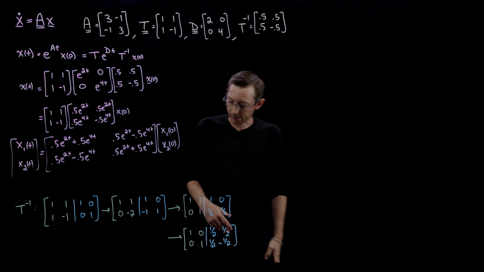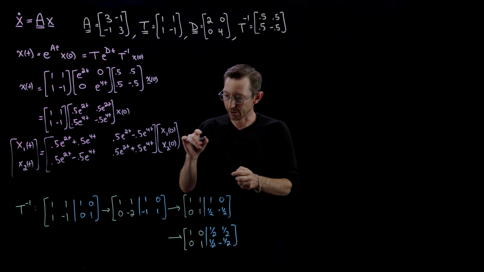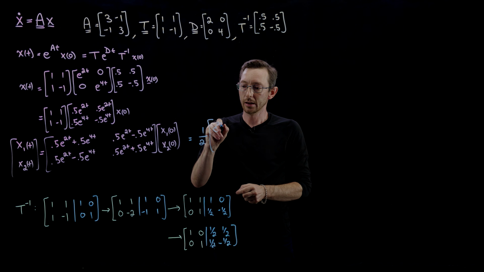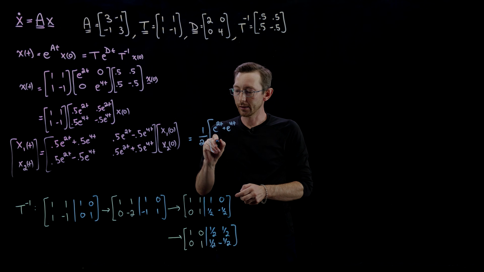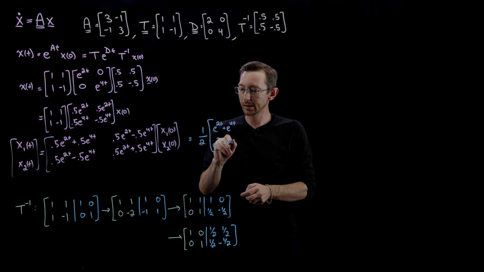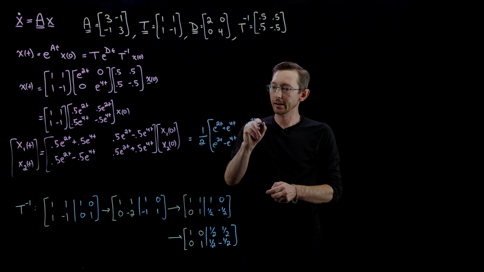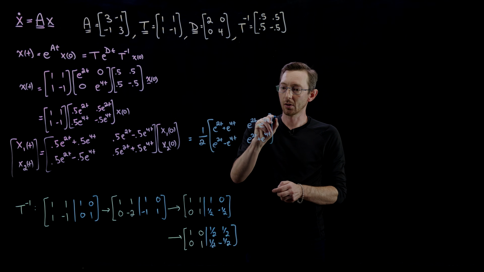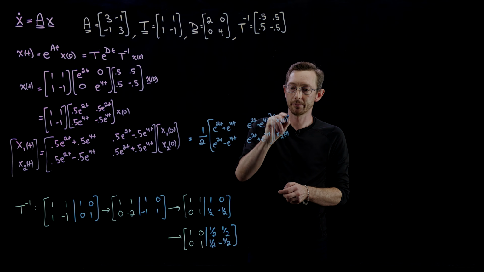Yeah, that wasn't very bad, actually. That was pretty easy. Maybe I'll just write this in slightly easier notation. I'll just say this is 1/2 of, e to the 2t plus e to the 4t, e to the 2t minus e to the 4t, e to the 2t minus e to the 4t, e to the 2t plus e to the 4t. All of that times x1 naught and x2 naught.